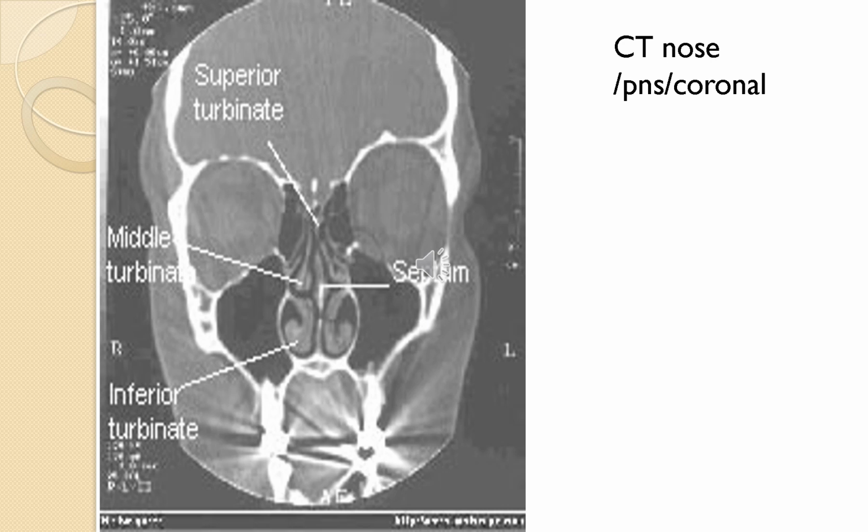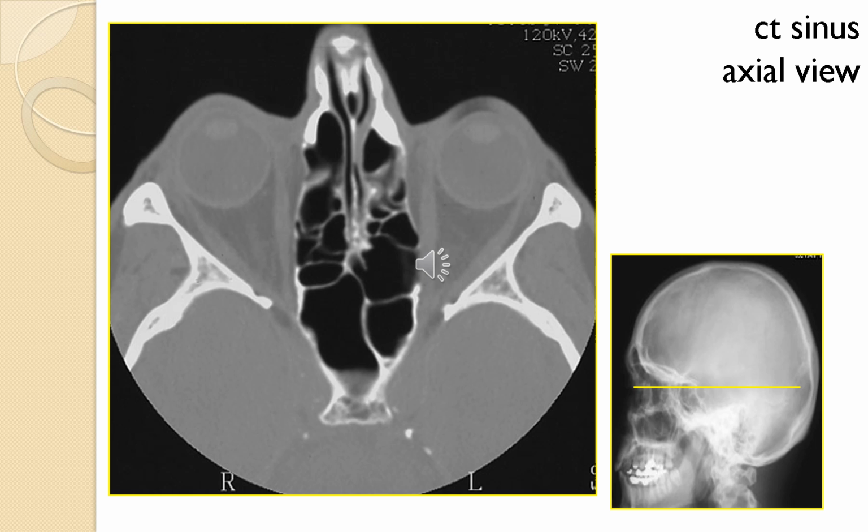But here, the maxillary sinus is clear, the ethmoidal sinus is clear. This is the inferior turbinate, this is the middle turbinate, this is the uncinate process, this is the anterior ethmoid, posterior ethmoid. So this is a coronal view. This is very important. This is an axial view, that means an anteroposterior cut.